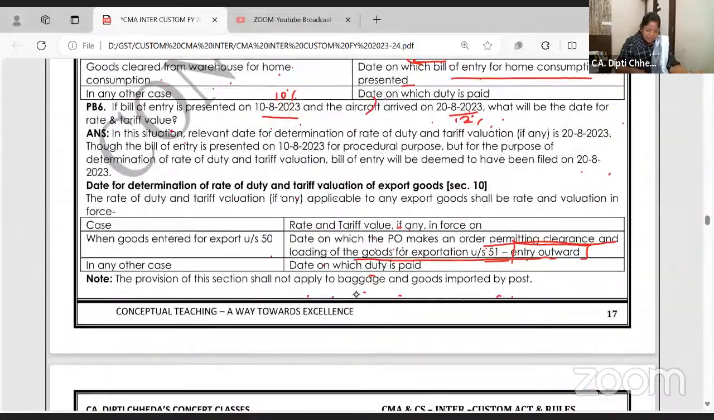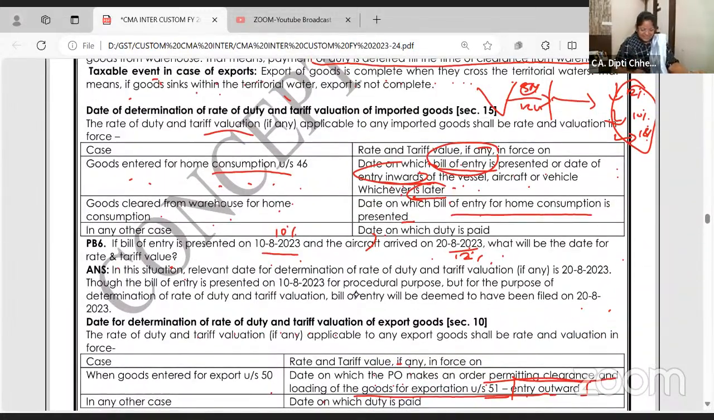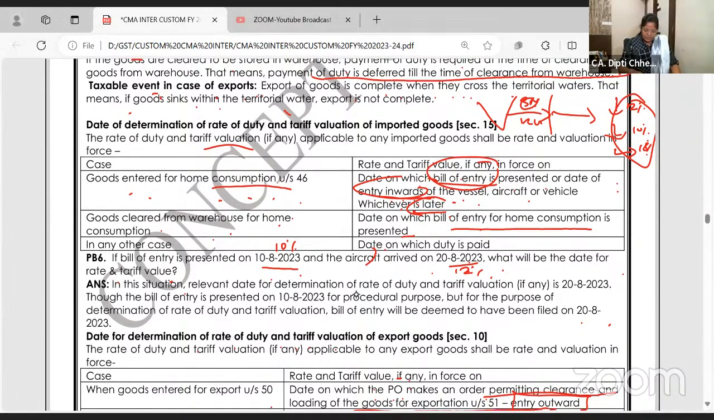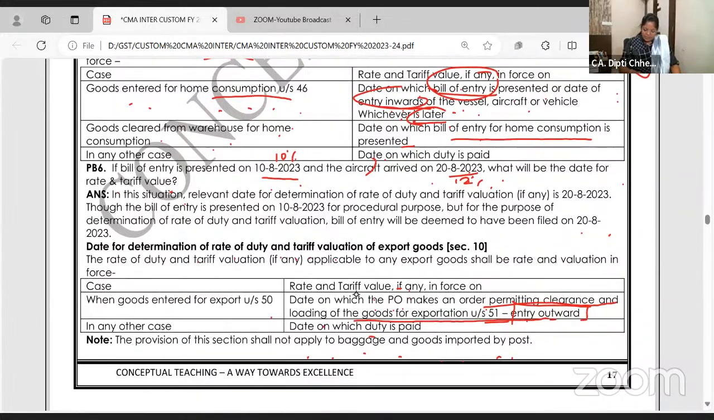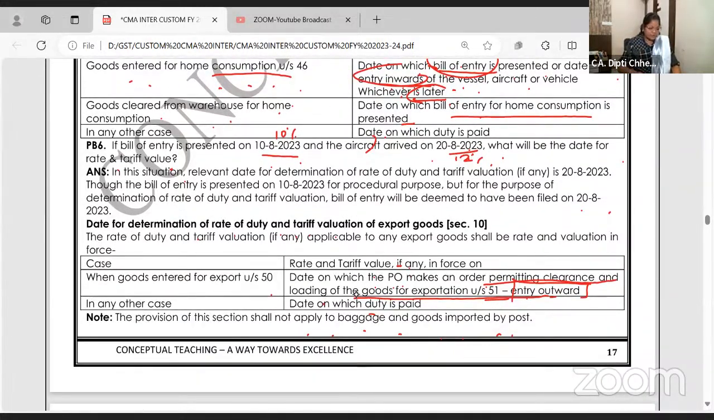Second thing I taught you is the rate of custom duty. In case of import, it is the date of the bill of entry or entry inward, whichever is later. In case of export, what do you have to take? The rate of the duty and the tariff value and all. For exported goods, the date of entry outward.